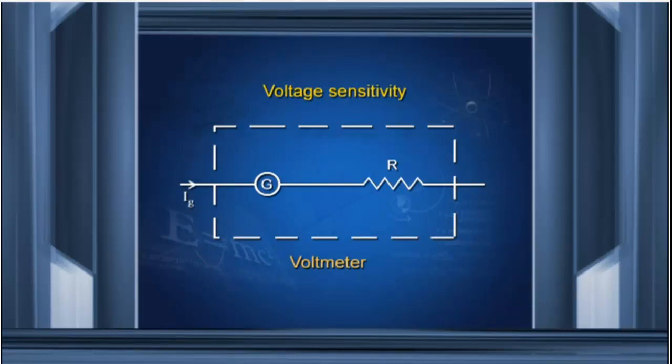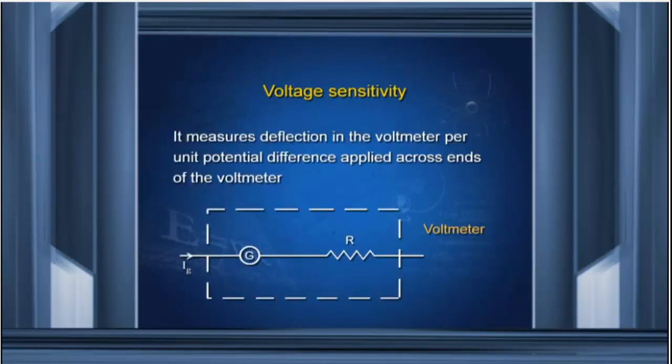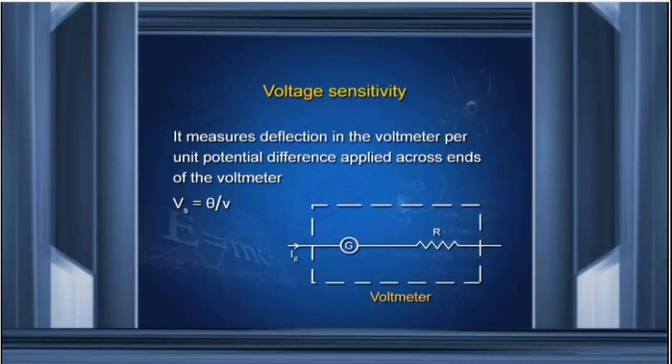Voltage sensitivity. It measures the deflection in the voltmeter per unit potential difference applied across the ends of the voltmeter. If theta is the deflection in the voltmeter when a potential difference V is applied across its terminals, then voltage sensitivity Vs is equal to theta upon V. Substituting the value of V, we get Vs equals theta divided by Ig into (R plus G). As we know, theta upon Ig is current sensitivity. So, Vs is equal to current sensitivity divided by (R plus G).